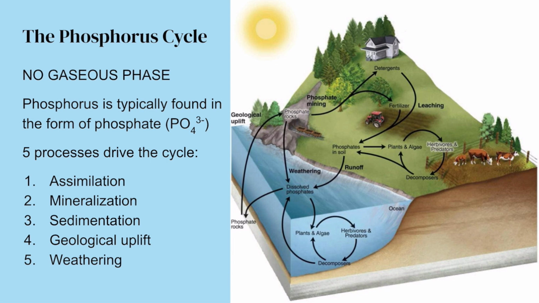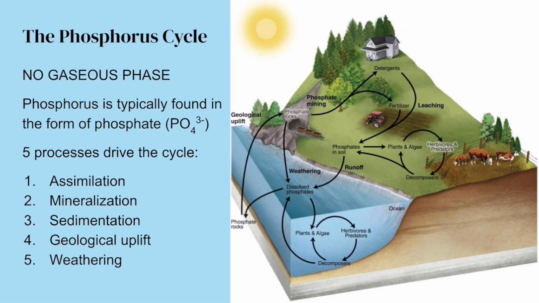Different than the carbon and nitrogen cycle, the phosphorus cycle has no gaseous phase. So that means phosphorus is never converted into a form that's going to be found in the atmosphere. And that's one reason why it's a limiting nutrient, because it takes a much longer time to move phosphorus into the water from the land. So it can't just dissolve in there from the atmosphere.